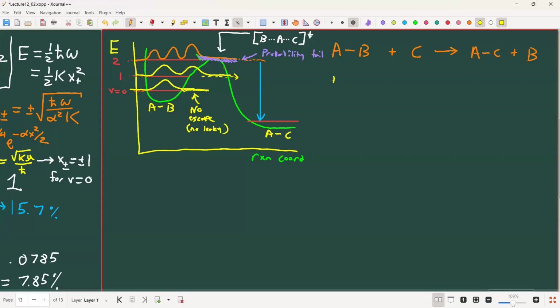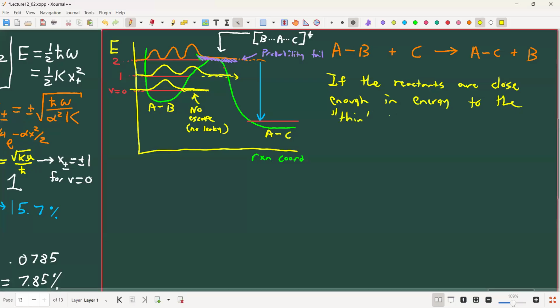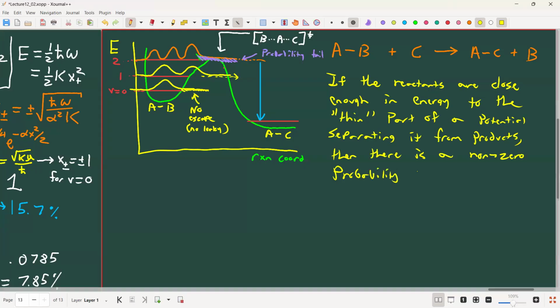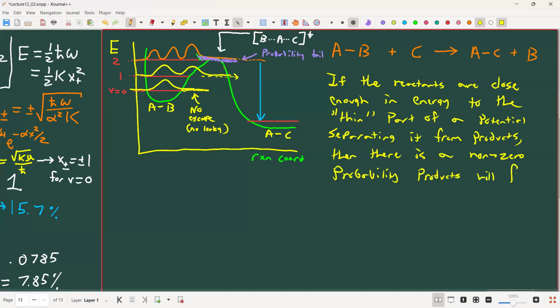So the idea here is that if the reactants are close enough in energy to the thin part of a potential, separating it from products, then there is a non-zero probability products will form, even when reactants don't have sufficient energy to react.